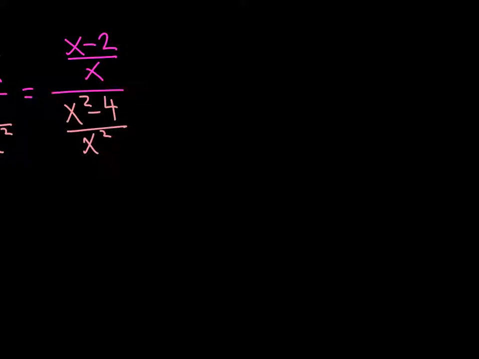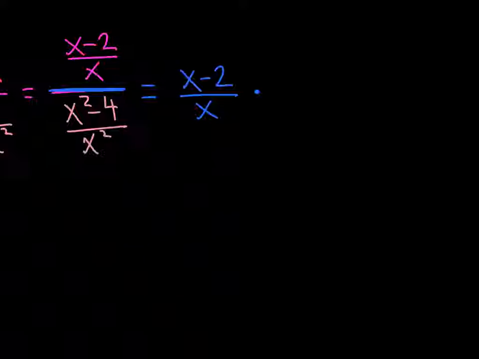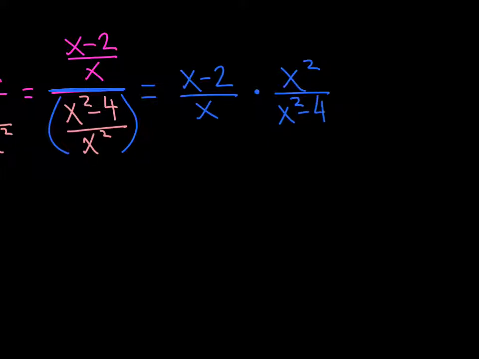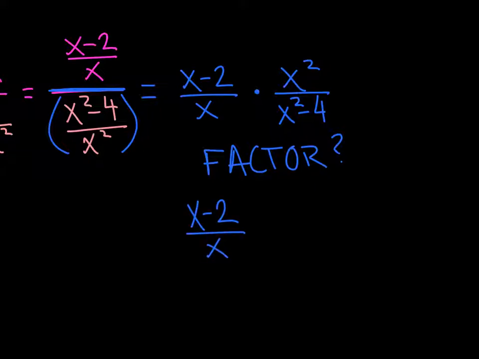So now we said we're going to do a little keep change flip, and I'm going to do it a little bit faster than I did in the earlier examples. I'm just going to keep the top fraction, change this sign into multiplication, and then flip the bottom one. So the x squared's on top and the x squared minus 4 is on the bottom. Now ask yourself maybe the most important question of the night. Is everything factored? And the answer is not yet.